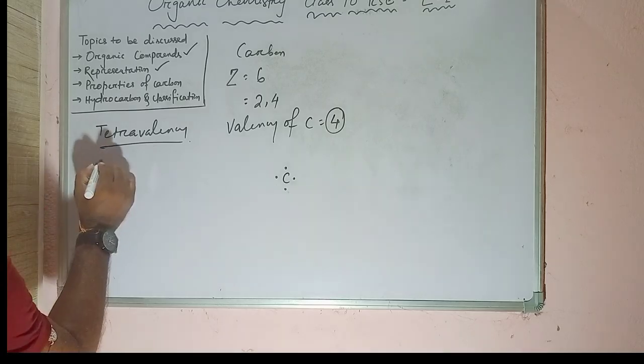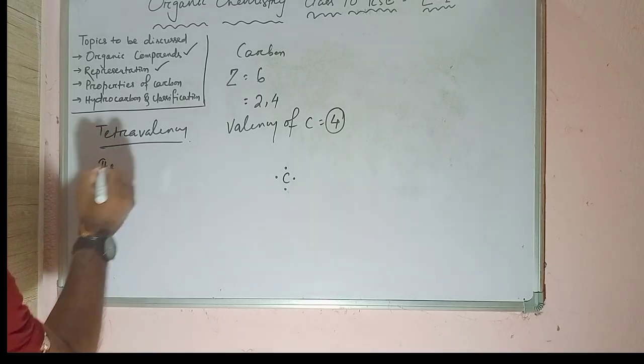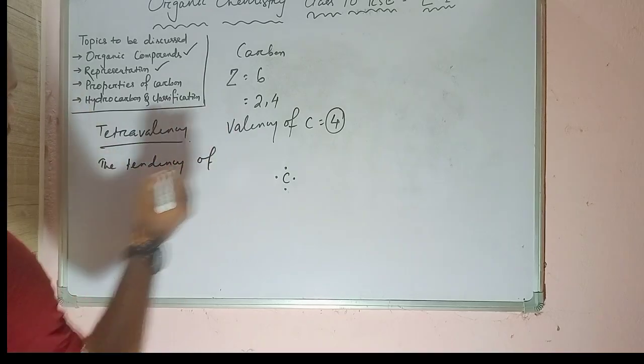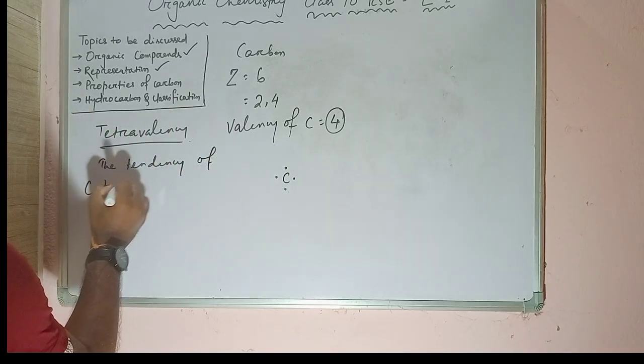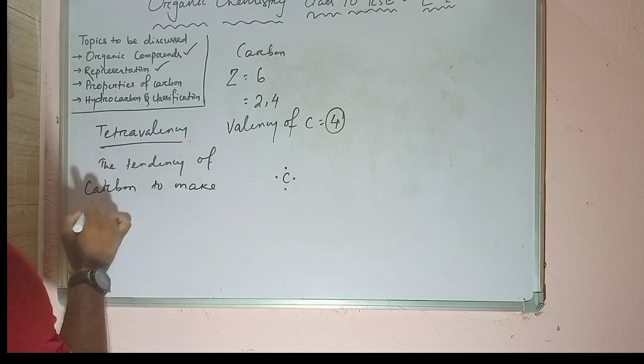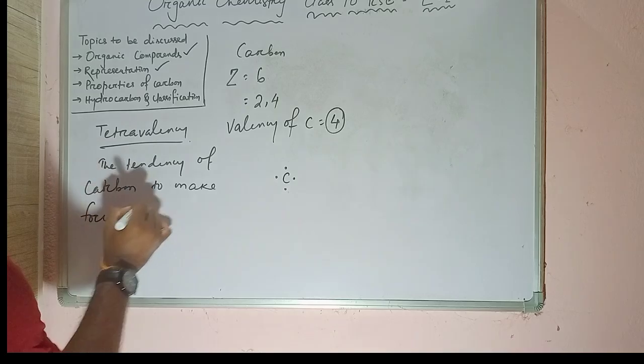So you can write, what is tetravalency? Tetravalency is the tendency of carbon to make 4 bonds.